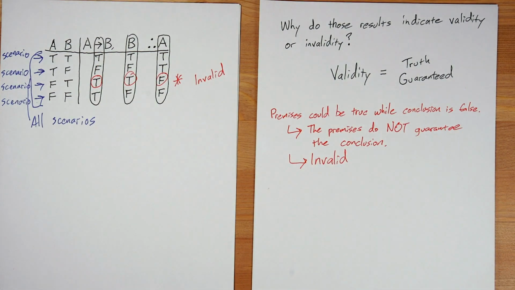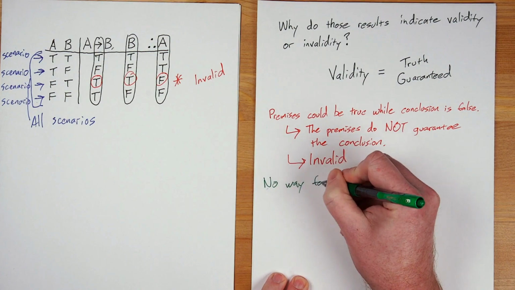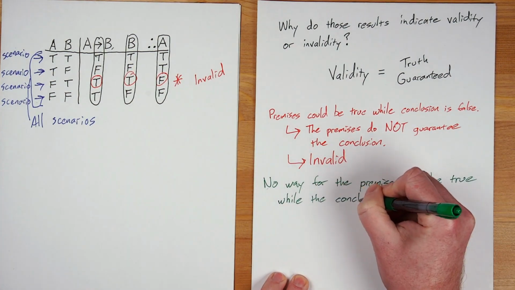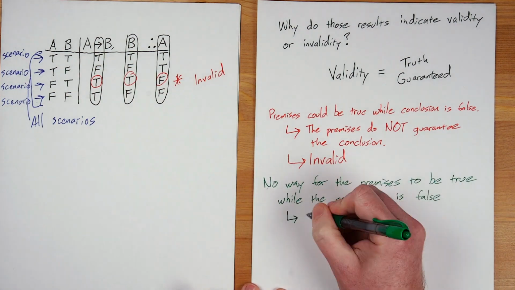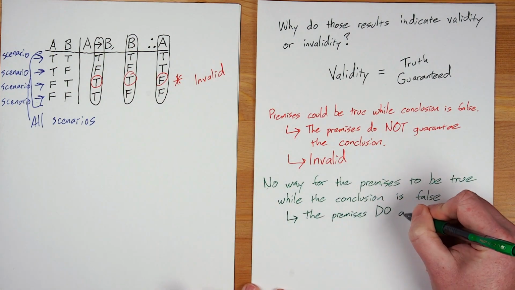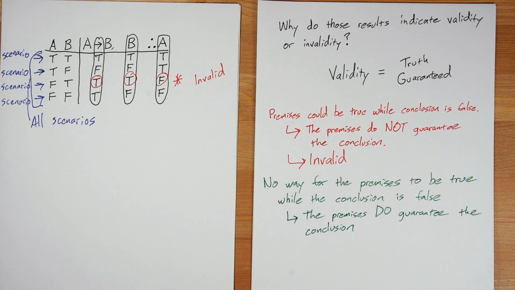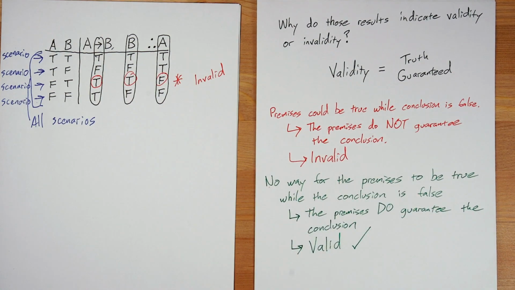If, however, there are no scenarios, zero rows, in which all your premises are true and your conclusion is false, then your premises do guarantee your conclusion. Whenever your premises are true, your conclusion is true. That's guaranteed. So your argument is valid.